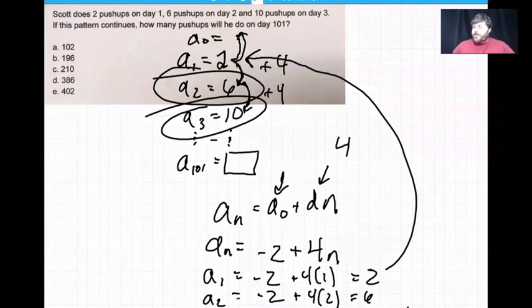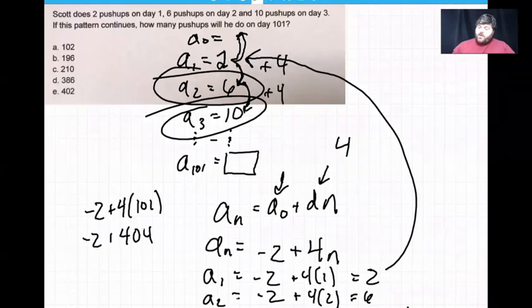Now we just got to plug in 101. So negative 2 plus 4 times 101 equals what? Well, that's 404. You take away 2 from that, you get 402. And that is the number of push-ups he will do on day 101.